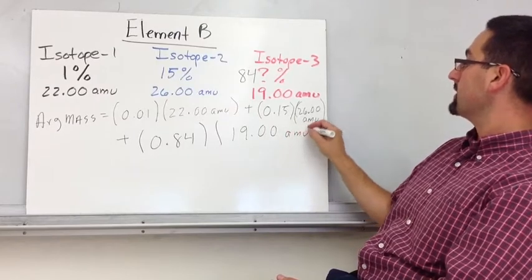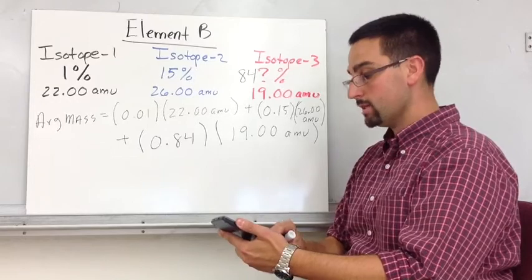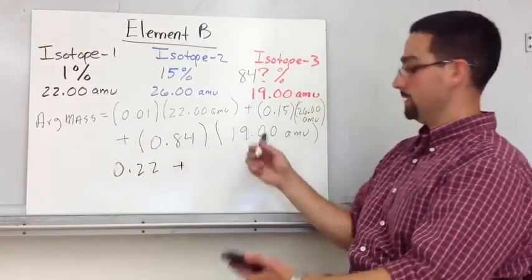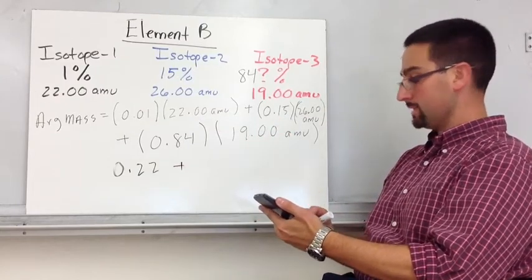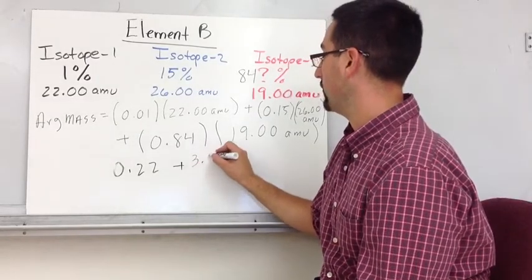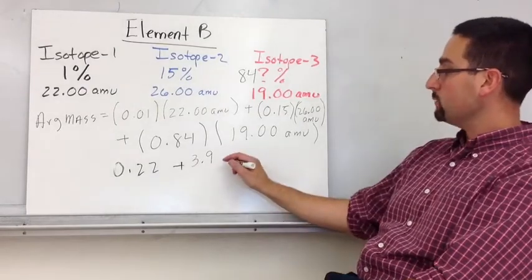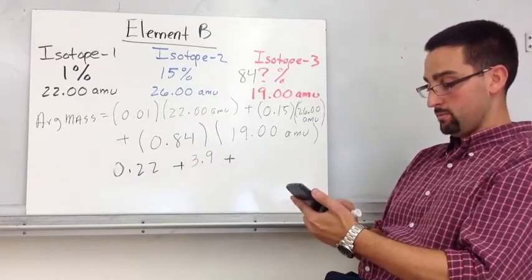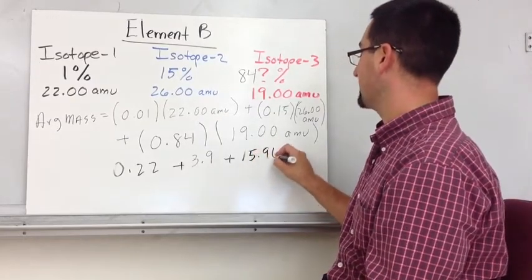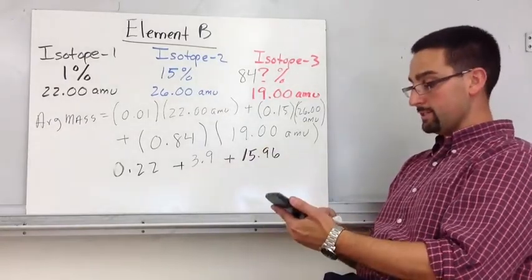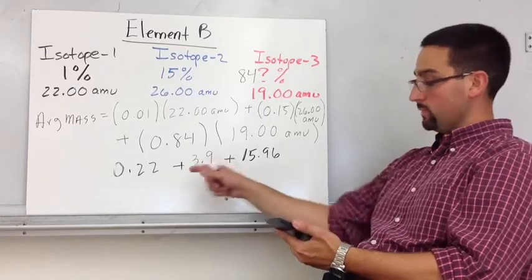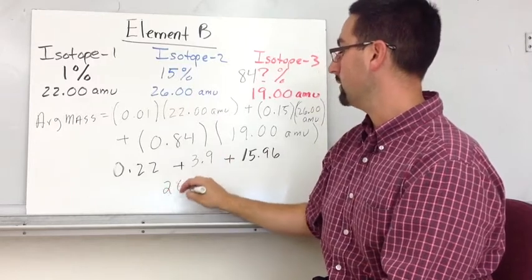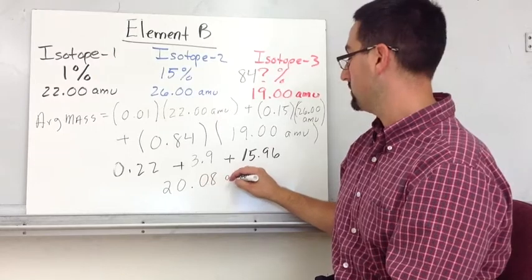And now this becomes a real easy calculation, right? So we have 0.01 times 22 AMUs, I get 0.22 AMUs, plus 0.15 times 26.00 gets me 3.9 AMUs. Finally, we add in that third isotope, 84%, 0.84 times its mass, 19 AMU. We get 15.96 AMUs. All right, so let's simply add these up. I get 15.96 plus 3.9 plus 0.22, and I get an average atomic mass of all the isotopes of element B to come out to 20.08 AMUs.